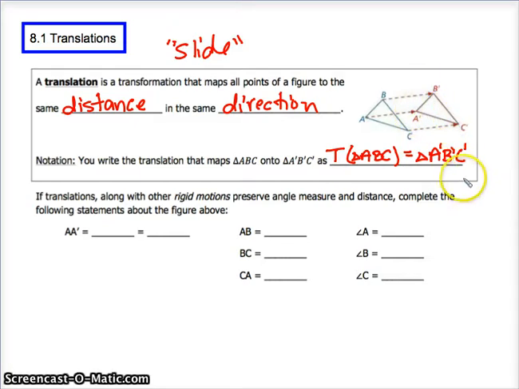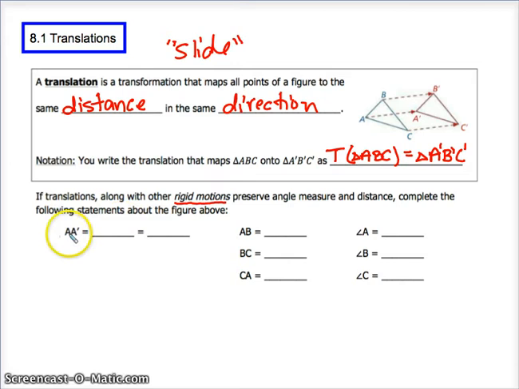All right, since this is a rigid motion, the side lengths and the angle measures are preserved, and this figure has just been slid in a particular direction. Like I said, translation is a rigid motion and preserves angle measure and distance. So we're going to complete the following statement about the figure above.